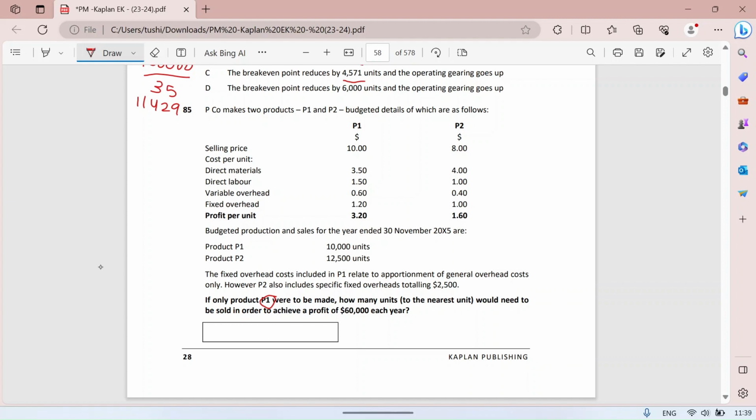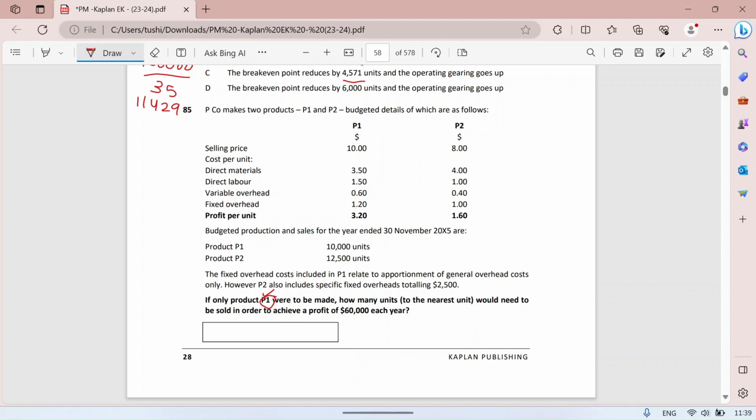So now we see that we are going to be ceasing the production of P2 because we are only making P1 in this scenario. So now we have to find out the number of units. Number of units will be nothing but the fixed cost plus your target profit in your numerator, and we divide that by the contribution that we are earning with our product P1. Now let's find out how much the fixed costs are going to be.